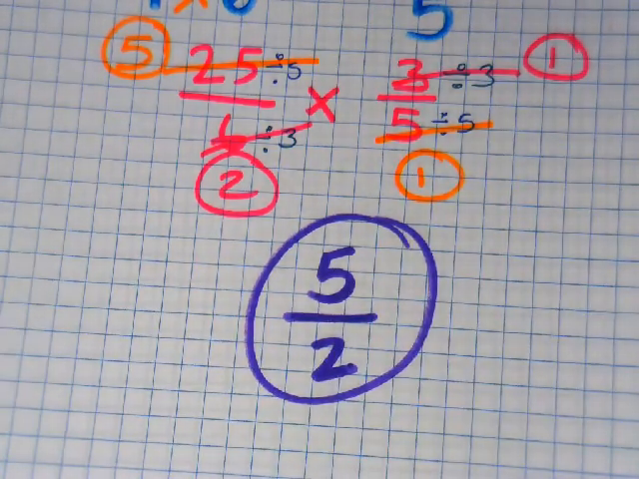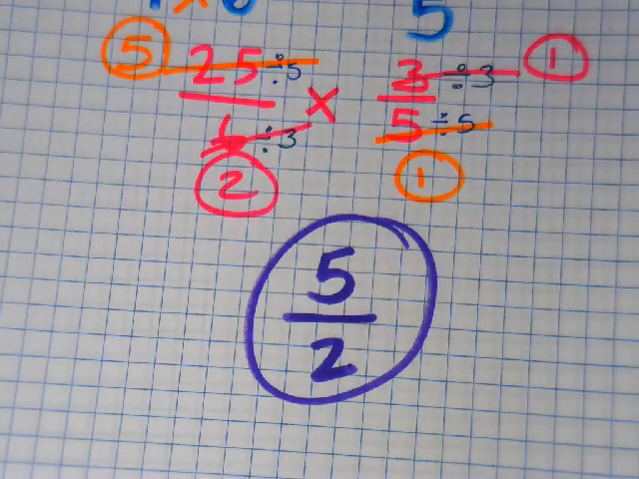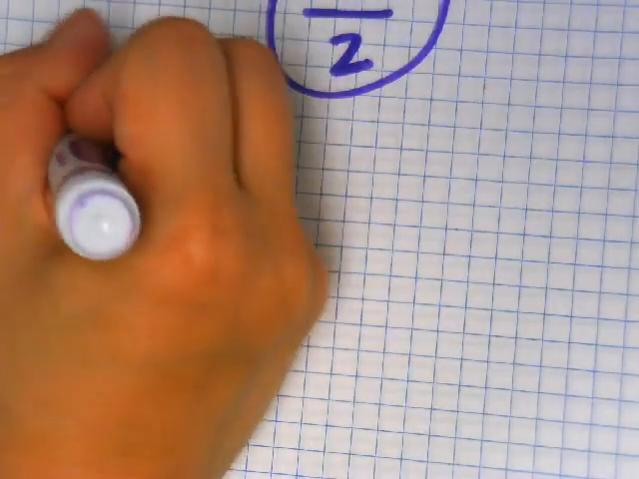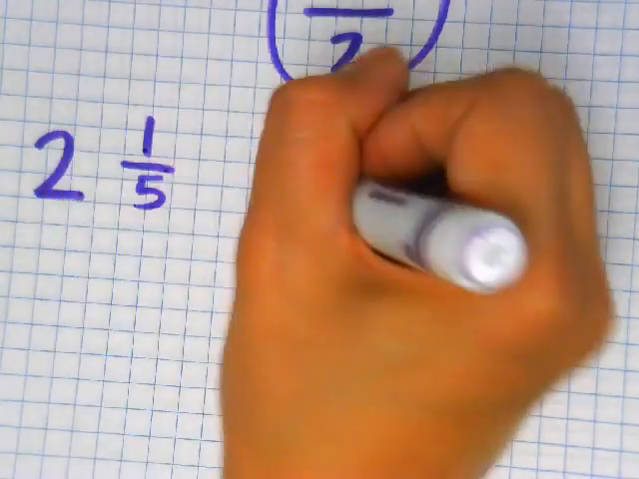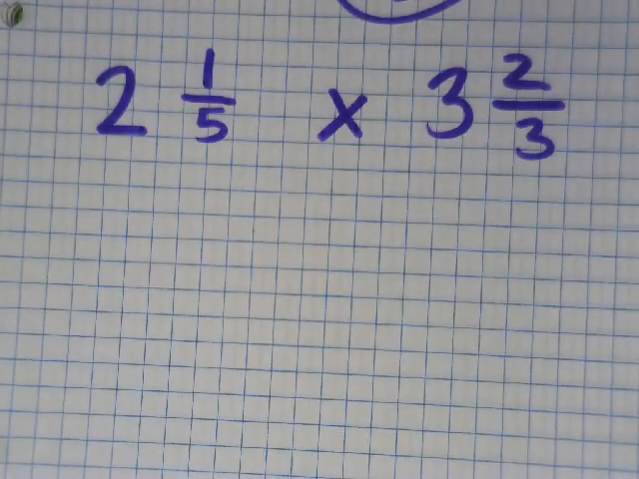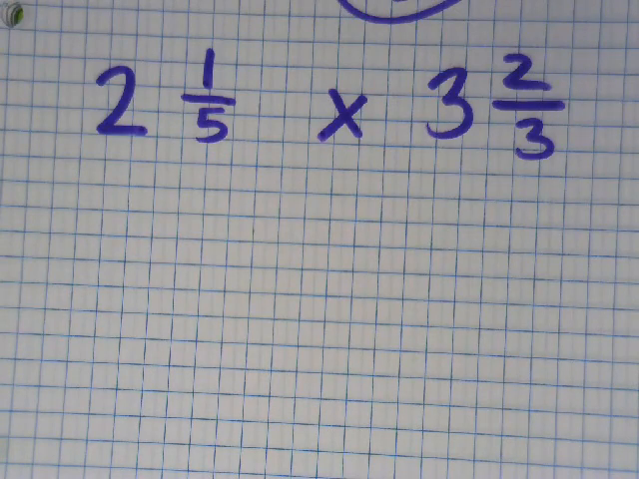Okay. Let's try a hard one. It's not hard. Go ahead. 2 1/5 times 3 2/3. Can you do the first step before I do? What's our first step? Turn it into improper. So go ahead and turn them into improper before me. Turn them into improper before I do, please. Multiply that.